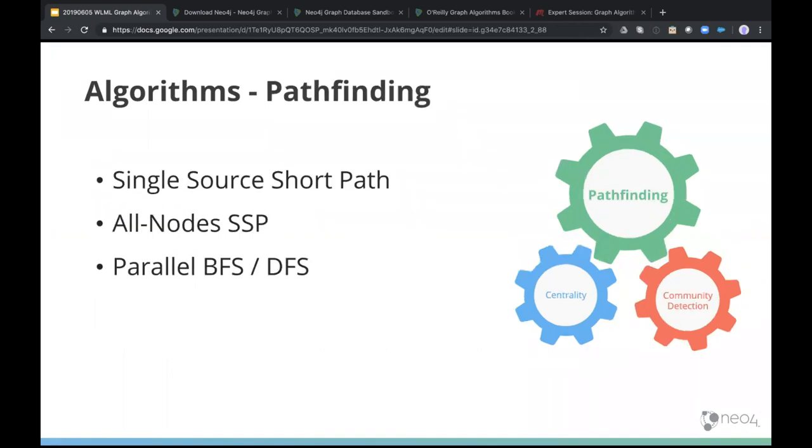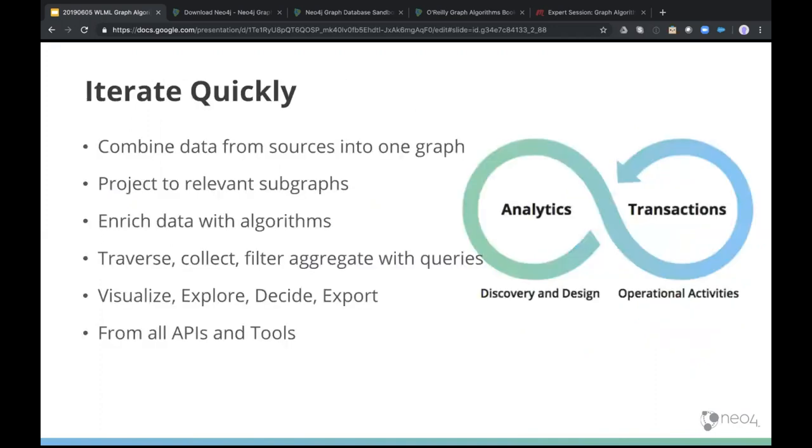Pathfinding, shortest path algorithms. You have a couple of Dutch algorithms that provide you weighted shortest path, cost-based paths, breadth-first search, depth-first search. And the idea always is that we want to provide you fast access to these algorithms so that you can iterate quickly, run them once, and then try it again and again very, very quickly after that.